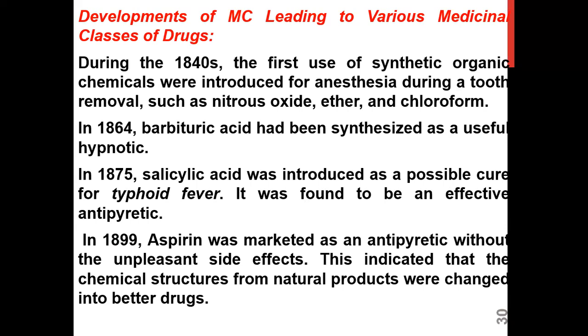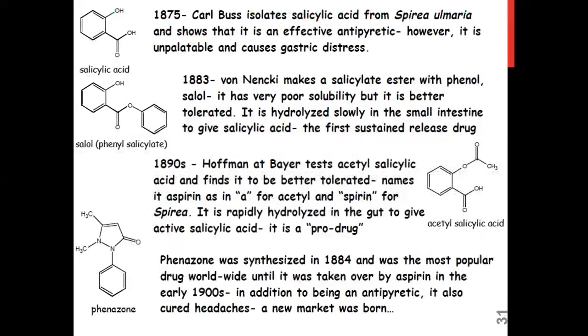During the 1840s, the first use of synthetic organic chemicals was introduced for anesthesia during tooth removal, such as nitrous oxide, ether, and chloroform. In 1864, barbituric acid was synthesized as a useful hypnotic agent. In 1875, salicylic acid was introduced as a possible cure for typhoid fever, which also had an effective antipyretic action. Later in 1899, aspirin was marketed as an antipyretic without any of the unpleasant side effects, and this indicated that chemical structures from natural products were changed into better drugs.